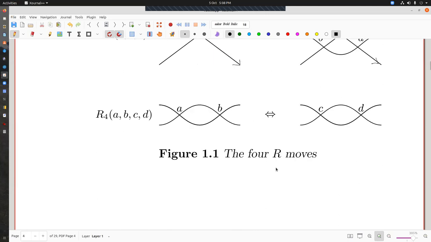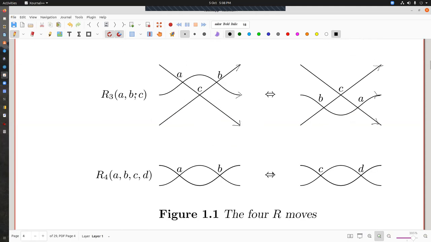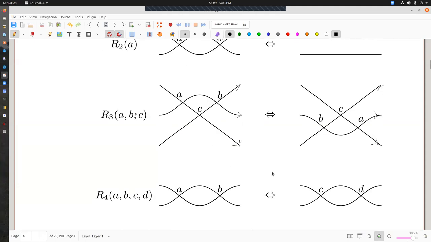Rog, can I butt in there for a moment? Of course. The ABC, the triple move, yeah. Don't you sometimes need to allow the labels to change so that B becomes A down C or something like that?